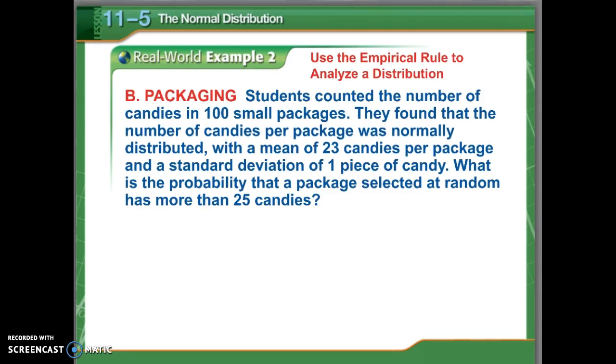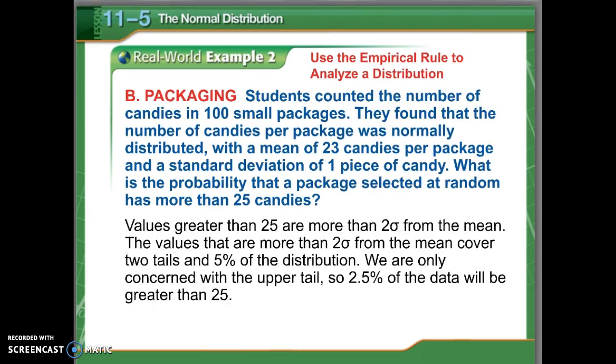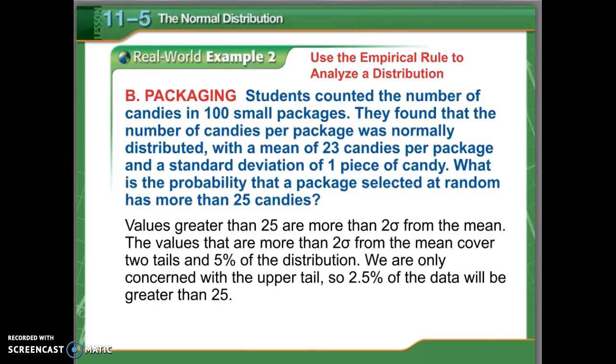For part B, now the question is, what is the probability that a package selected at random has more than 25 candies? So 25 would be 2 standard deviations away from the mean. But we want to know what percent is greater than 2 standard deviations away. So we need to remember from the empirical rule that 2 standard deviations is 95% of your data. So there's 5% outside the distribution. But we only care about the upper side, so we take half of that number, which is 2.5%. So there's a 2.5% chance that the package will have more than 25 candies.